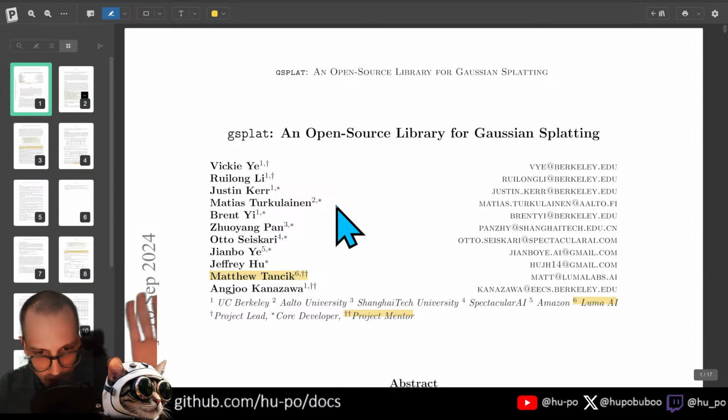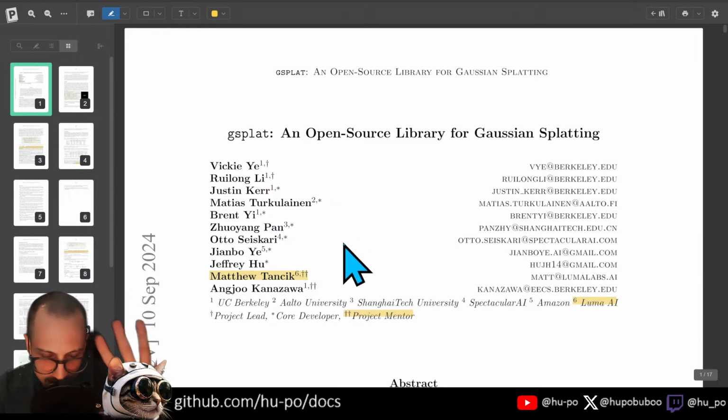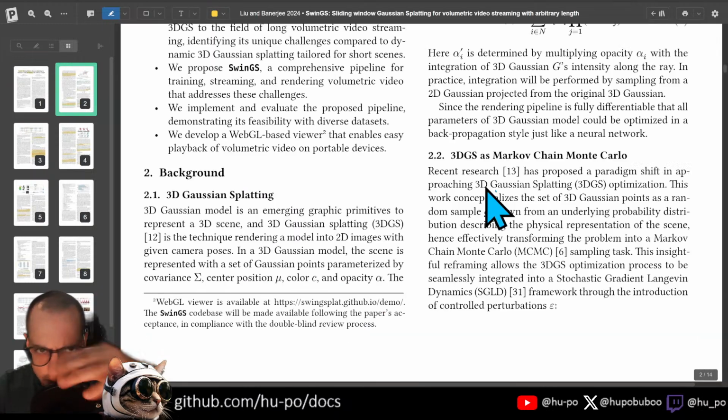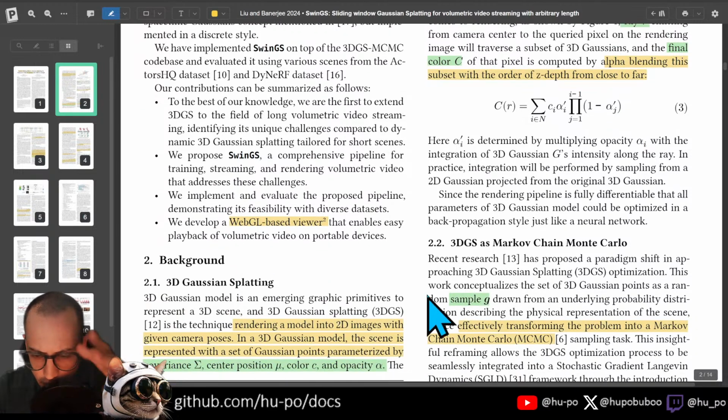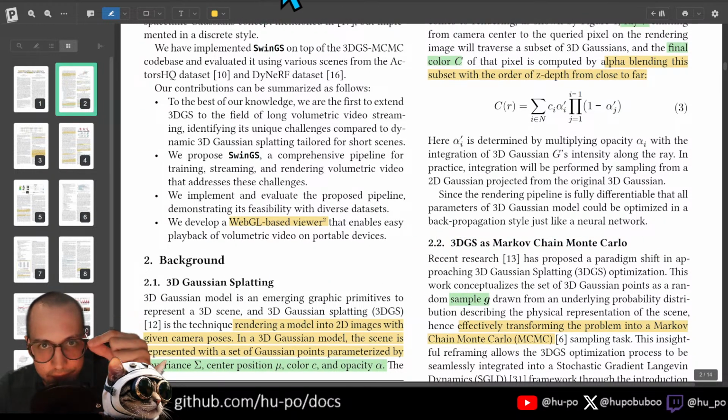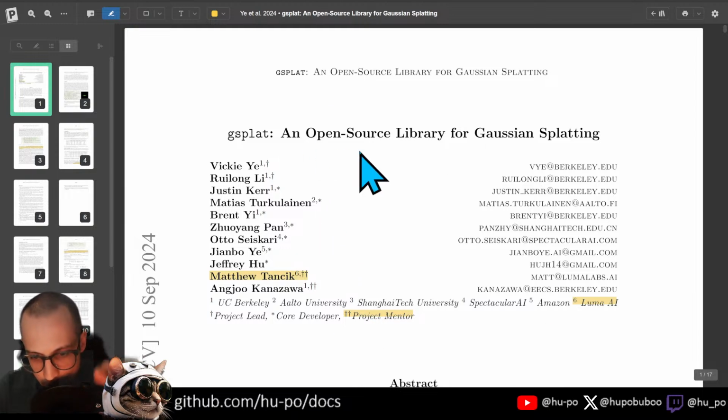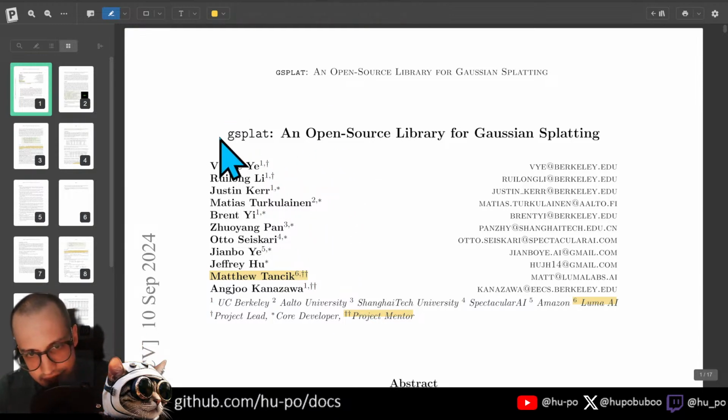Okay, so we're still investigating this idea of the Markov chain Monte Carlo, which appeared here, right? This is the first one. I was like, what is this? 3D-GS as Markov chain Monte Carlo? What? But here's another paper that also shows that, but I'm going to introduce this paper briefly. So this is GSplat, an open source library for Gaussian splatting. And why is this paper interesting?